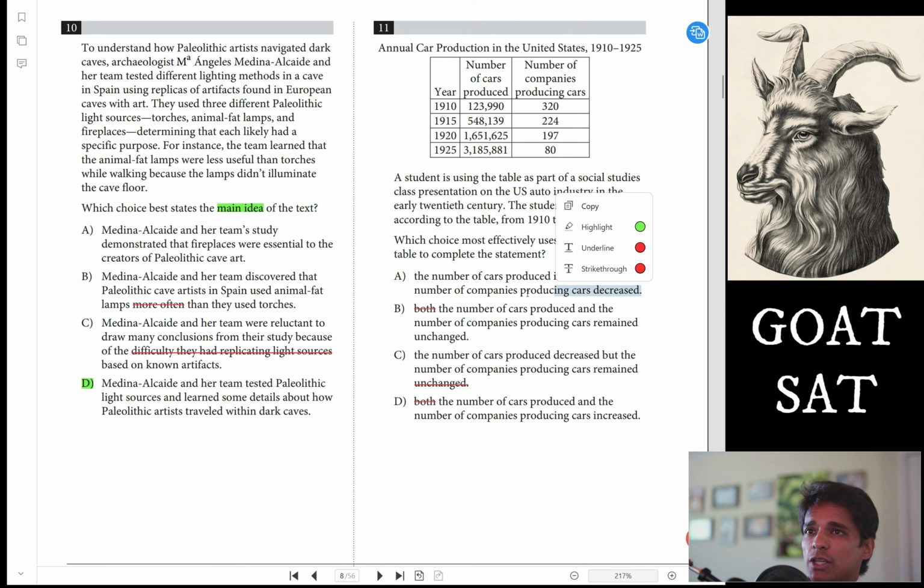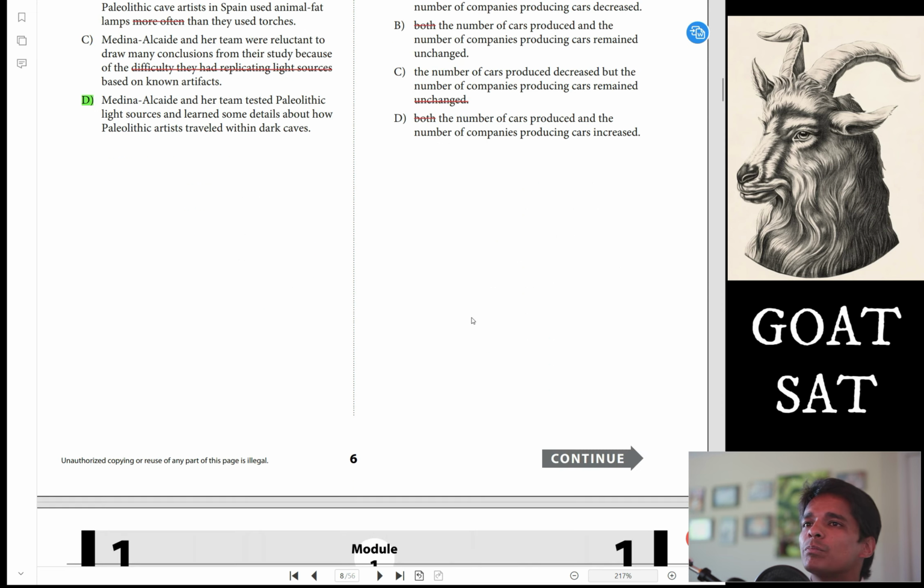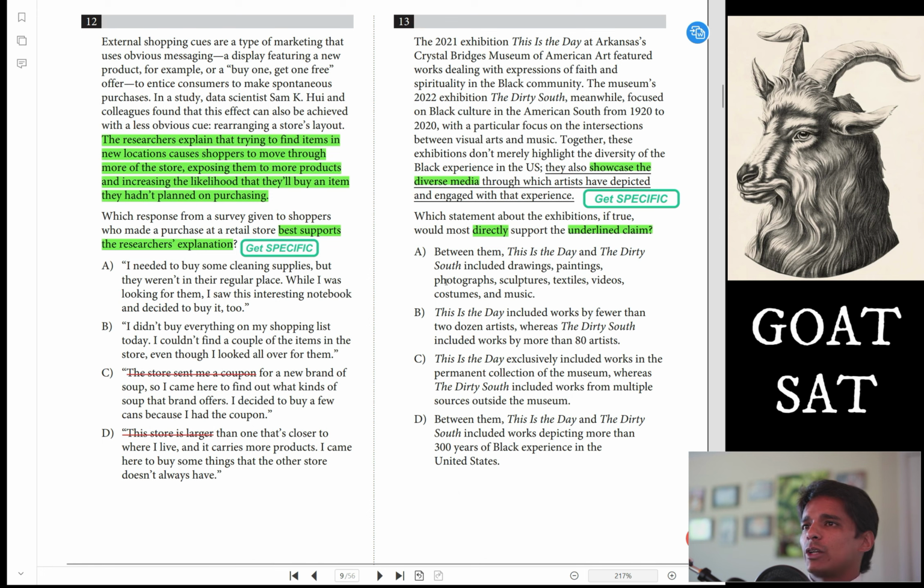The number of cars increased, sure, and the number of companies decreased, yes. So A is the right answer. But see how much easier it is when you can just eliminate answer choices based on the specific words they've used, because those specific words are not available in the passage or anywhere in the question. Okay.